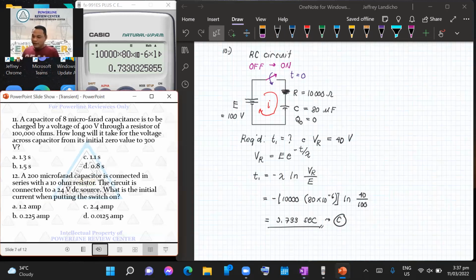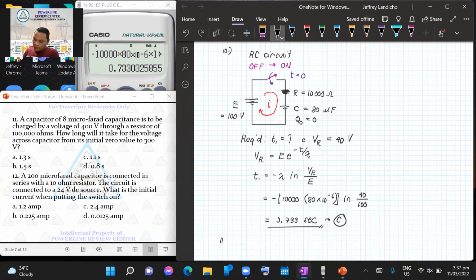Sige, number 11. Kaya pagdating dyan sa transient, formula based. Pero dapat alam mo yung analysis kasi baka mamaya bigyan ka ng mga combination circuit. May RL na tapos may RC tapos naka-series parallel pa. Yun ang medyo masakit doon. Medyo mahaba at computation.